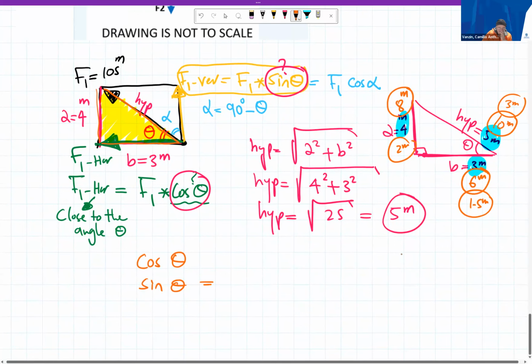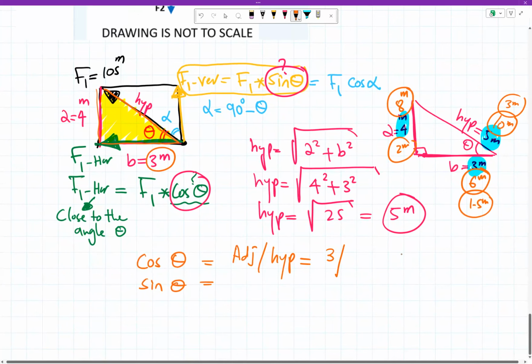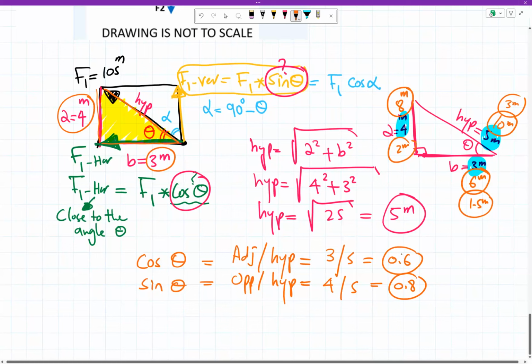Cosine will be adjacent over hypotenuse. What is the adjacent? 3 over 5, so it becomes 0.6. For sine, it will be the opposite over the hypotenuse, so it becomes 4/5, which is 0.8. So we have cosine 0.6, sine 0.8.